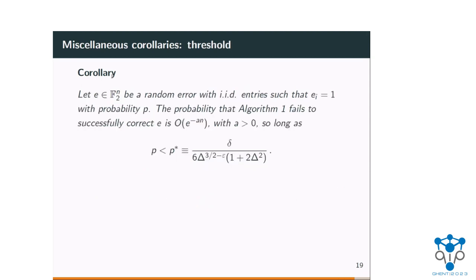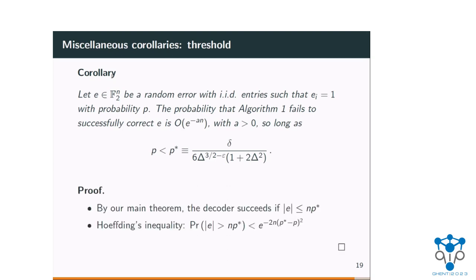Okay, and secondly, a corollary is that our decoder will give a threshold for the code. The reason is basically that we can correct a linear number of errors. So, we can correct errors of weight less than n times p star. So if the probability of error is less than p star, then it's exponentially unlikely for the error weight to be more than that.